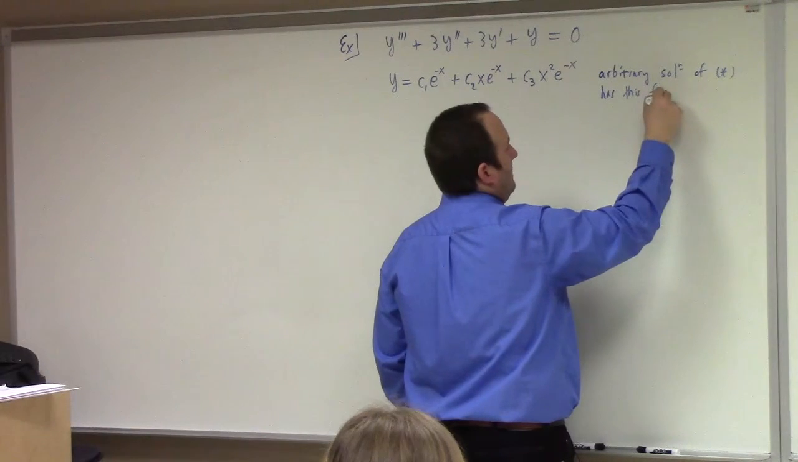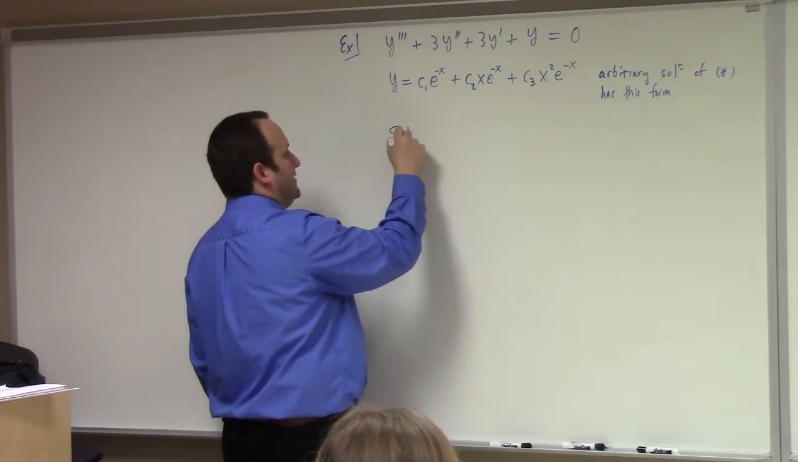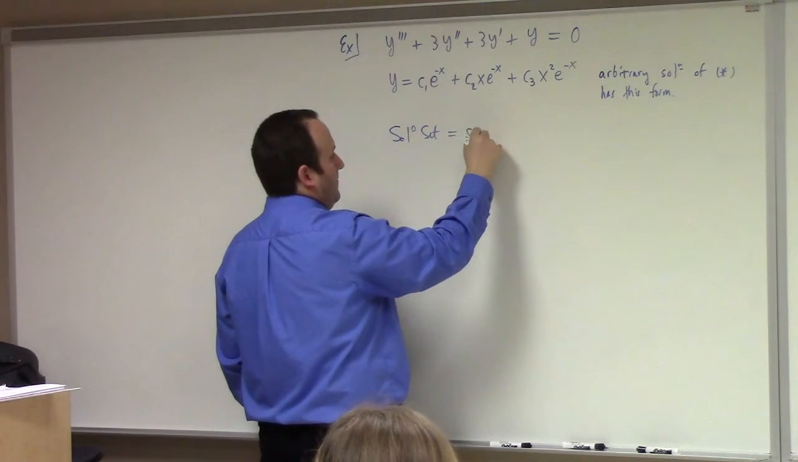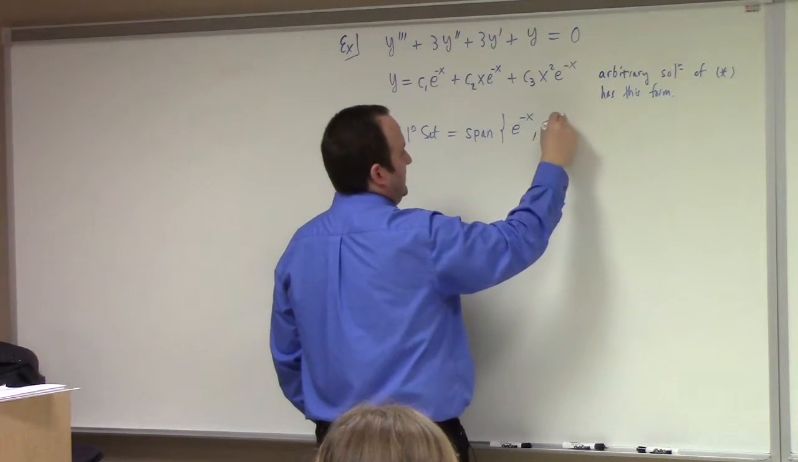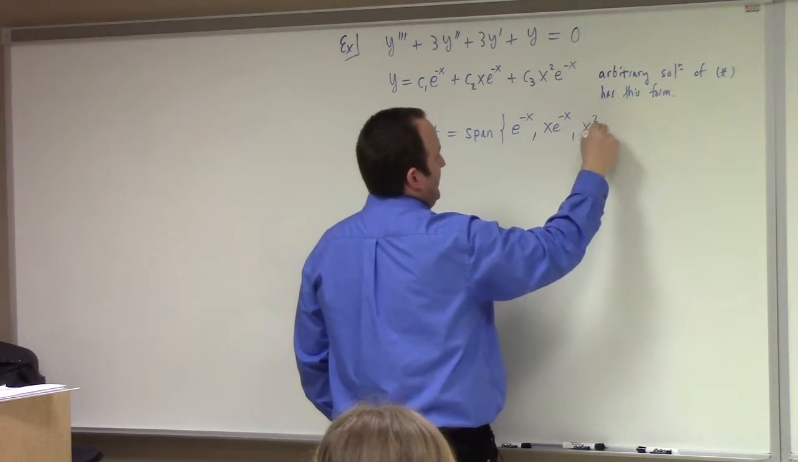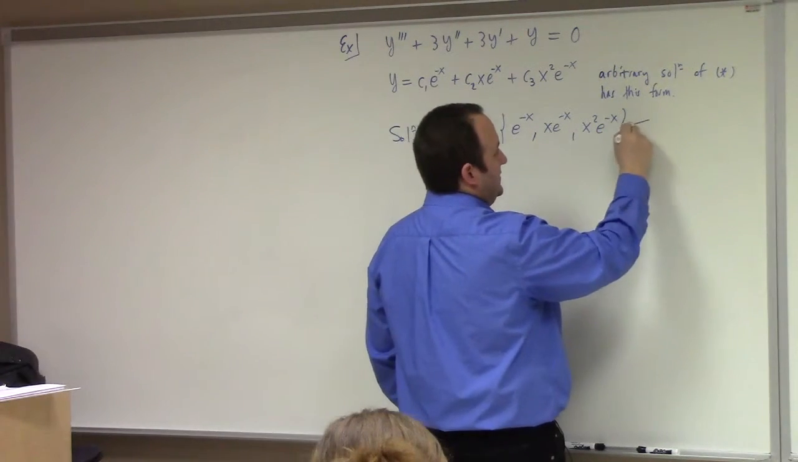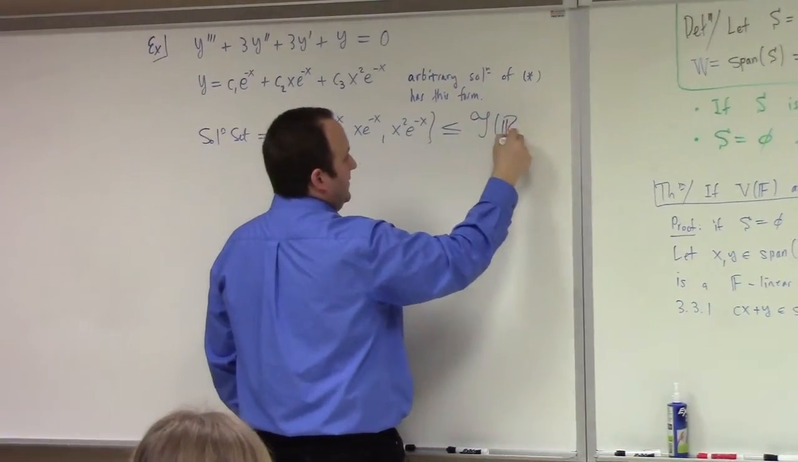In other words, you can write that the solution set to that differential equation has the following form. It's nothing more than the span of e to the minus x, x e to the minus x, x squared e to the minus x, right? So in other words, the solution set is a subspace of the set of functions from R to R.